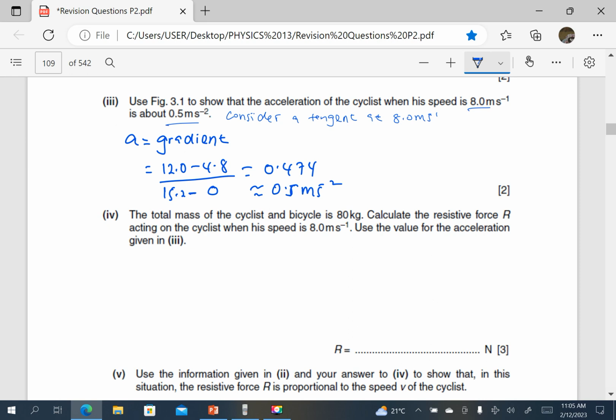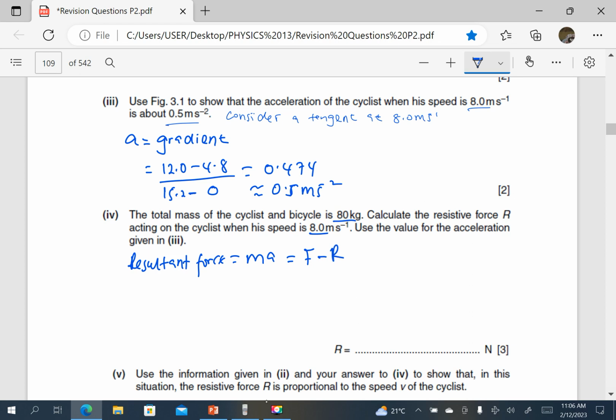The total mass of the cyclist and the bicycle is 80 kilograms. Calculate the resistive force R acting on the cyclist when his speed is 8.0 meters per second. Use the value for the acceleration given in part 3. They have given us the total mass. We know that the resultant force, which is given by mass times acceleration, is the difference between the force from the cyclist minus the resistive force R.